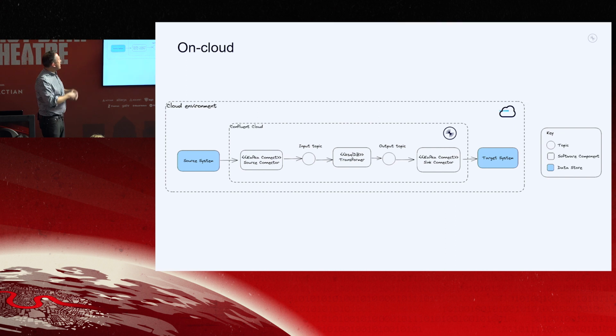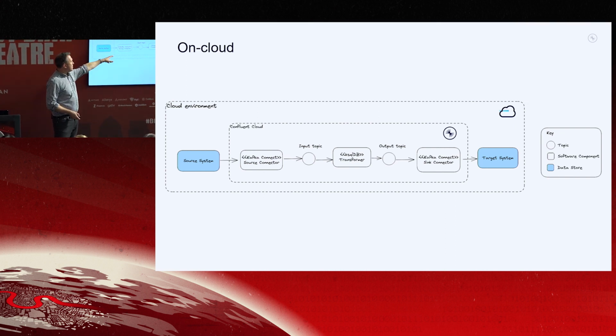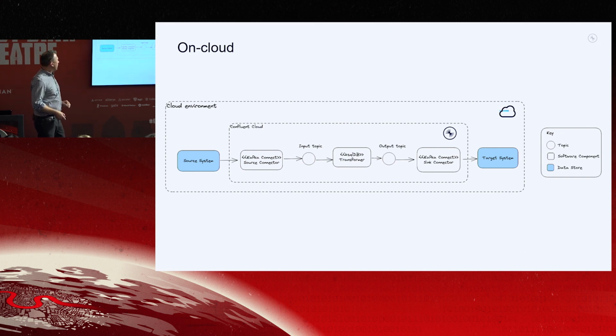So if you have a single cloud environment, we have Confluent Cloud that runs the source connector, the transformer, and the sink connector. That's your event streaming pipeline in there. That's a medium complexity one. You've got the source systems and the target systems hanging off on the sides. What we would do, we'll go through the actual process of moving the applications in a couple of slides.